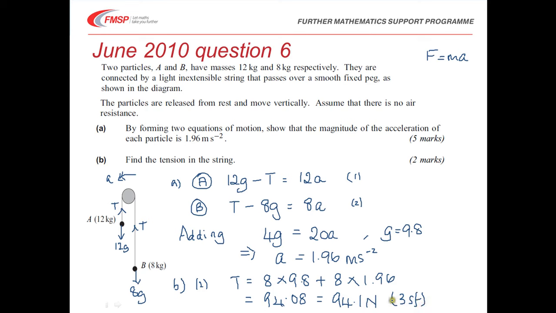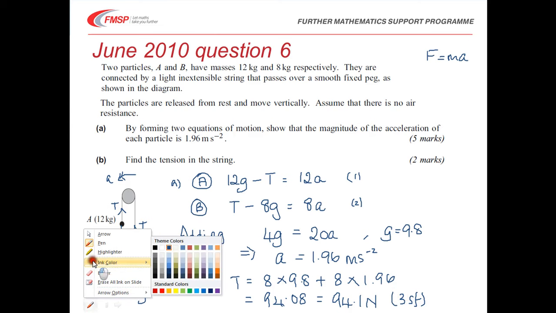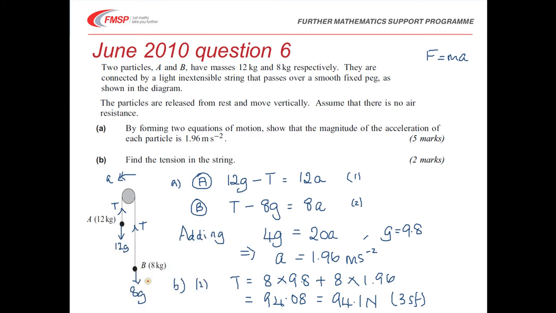So that's part A and B. Now at this stage, since it's quite a long question, I will actually just look at the marks for those two parts. So 5 marks for part A.